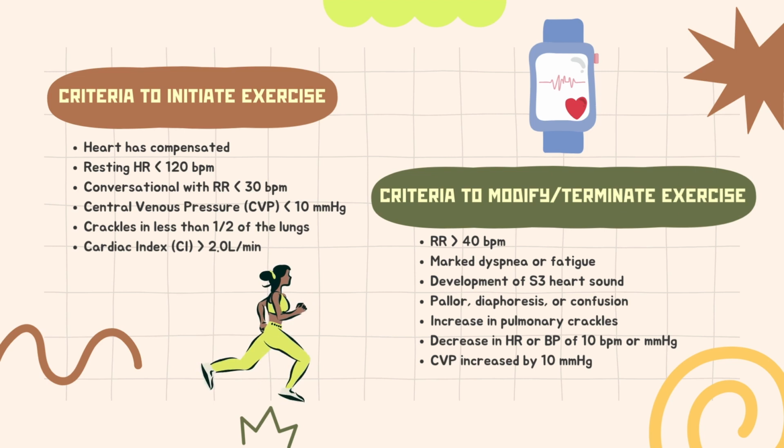So if you keep an idea of what the criteria to initiate exercise is, basically you just scale it up, and that's when you need to modify or terminate exercise. You can start when their breaths per minute is less than 30, but if it gets over 40, you need to modify or terminate. And then you can have some crackles in the lungs, but when you have an increase in crackles, you want to modify or terminate exercise, and then keep a check on their heart rate and blood pressure.